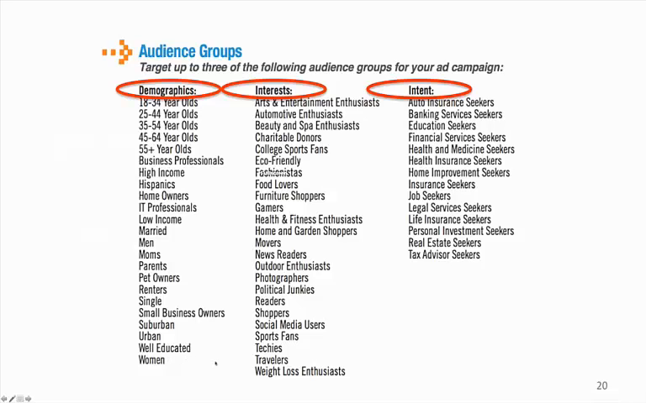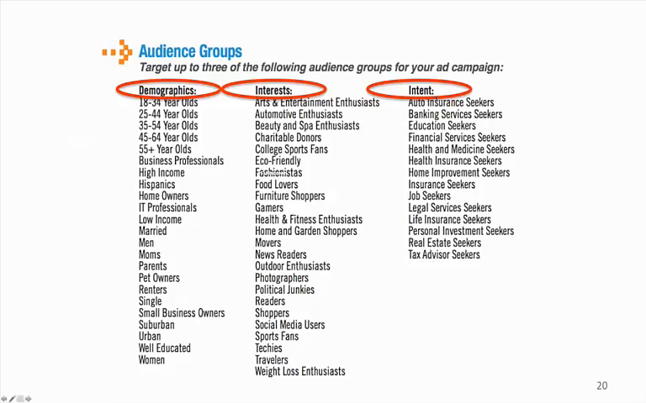I've got to imagine that every single one of you can look at a list and go, wow, yeah, I can see somewhere in that list my targeted audience that I should be going after. Now look over here at the interests: arts and entertainment enthusiasts, automotive enthusiasts, beauty and spa, charitable donors, college sports fans, eco-friendly, food lovers, furniture shoppers, gamers, movers, newsreaders, outdoor enthusiasts, photographers, political junkies, shoppers, sports fans, techies, travelers, weight loss. Again, I'm sure you can see how you can target your advertising to reach a real specific audience that's going to be a good fit for you.